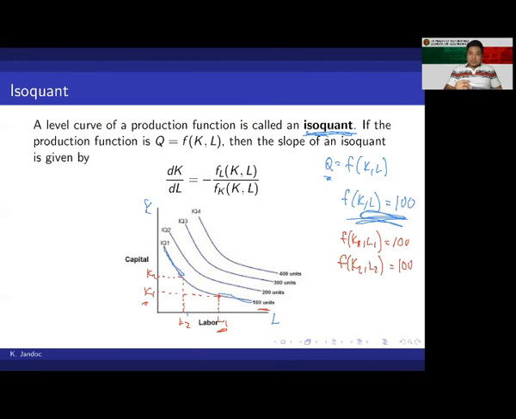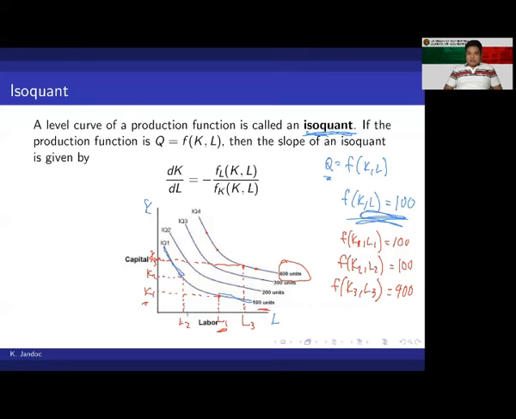The higher the isoquant is, the higher the level of output. So for example, we have over here L3, and this amount is K3. Now here F(K3, L3) will produce how much? Well, it will produce 400 units. Each point in this isoquant IQ4 will produce 400 units. Great. So that's what an isoquant is.